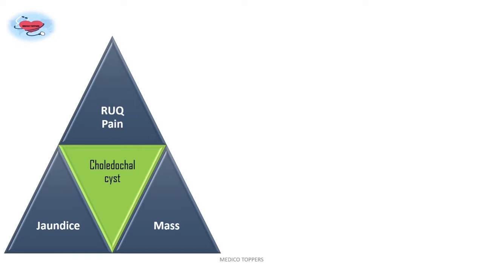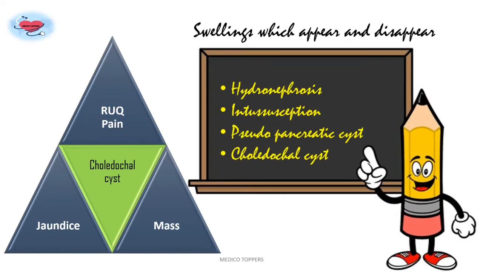Next comes an interesting thing, swellings which appear and disappear. There are four swellings which can appear and disappear by themselves. They are hydronephrosis, intussusception, pseudopancreatic cyst, and choledochal cyst. We have a mnemonic to remember this: C-HIP. C for choledochal cyst, HIP for hydronephrosis, intussusception, and pseudopancreatic cyst.